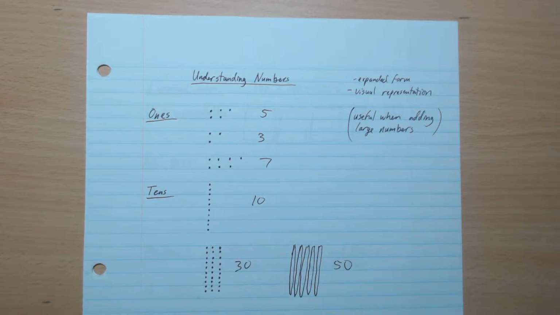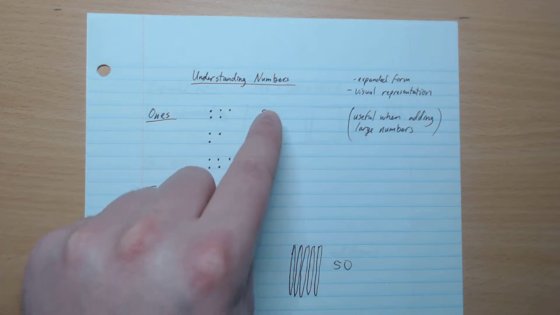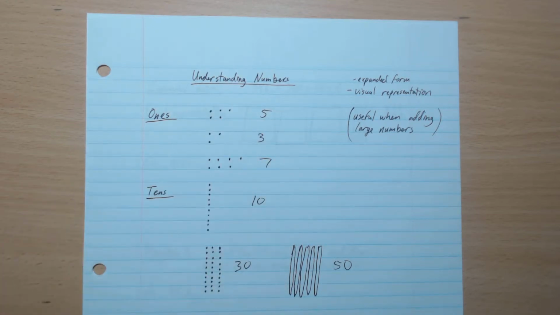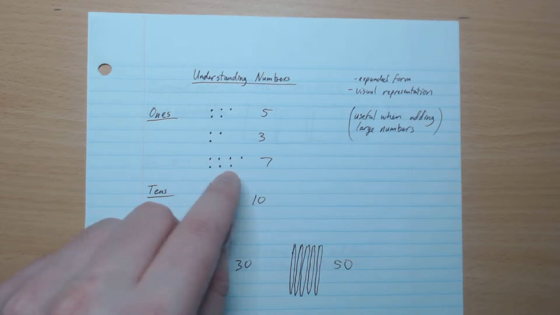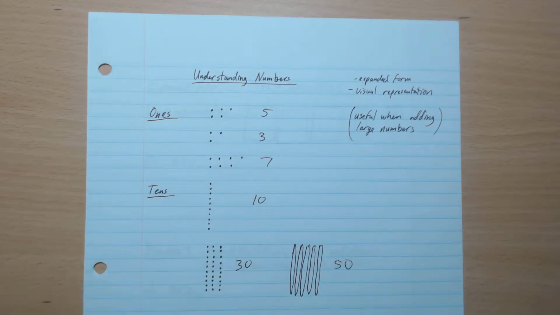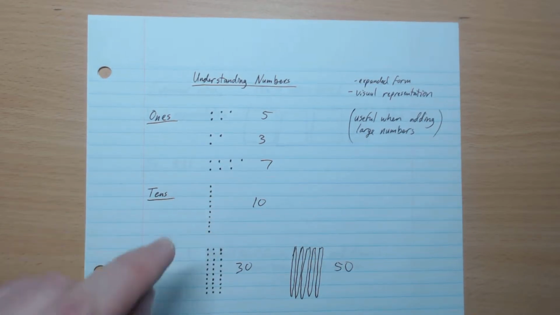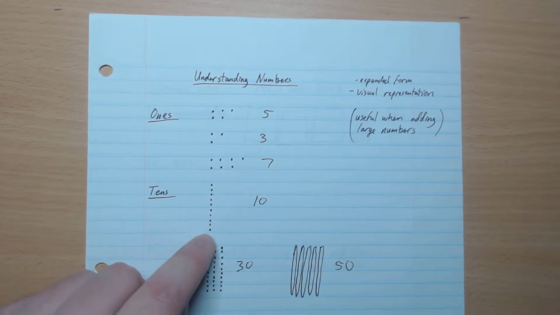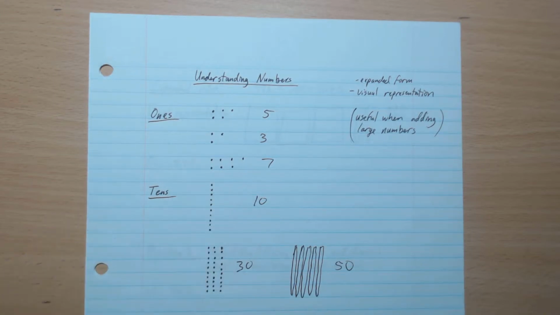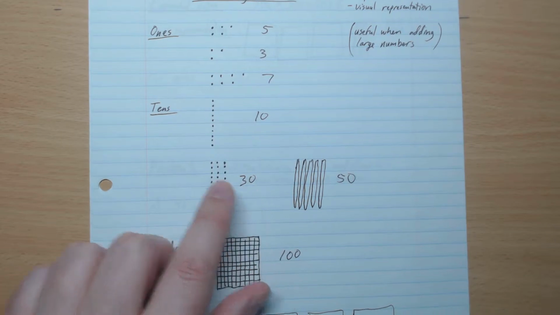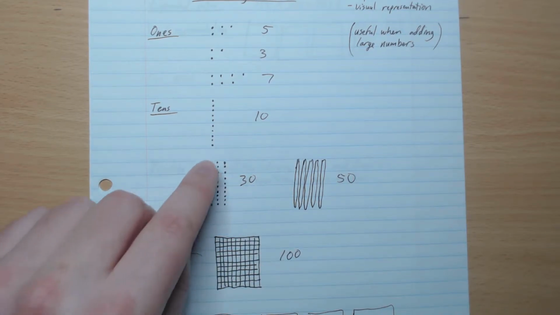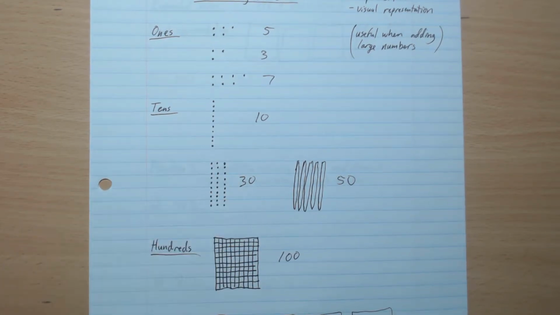So when we look at ones, we typically think in dots. You know, if I have 5, I have 5 dots. 3, I have three ones. 7, I have 7 ones. And then when we move to larger numbers, like let's say tens, we can think of it as 10 ones, but we can also think of it as a single 10 unit. So for 30 here, we can say, okay, 30 is 30 dots, but it's also 3 tens. There's 3 units of 10.